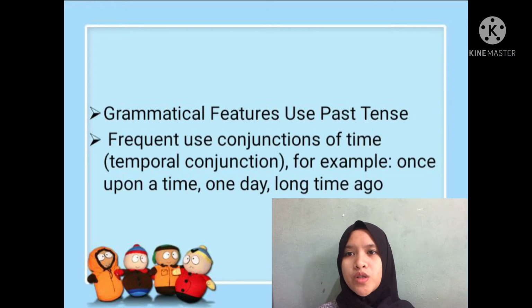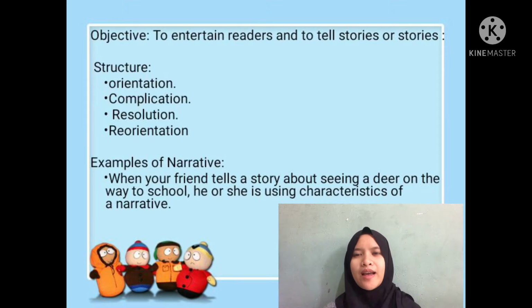Grammatical feature: use past tense. Frequent use of conjunctions of time, temporal conjunctions, for example: once upon a time, one day, long time ago. Objective: to entertain readers and to tell a story or stories. Structure: orientation, complication, resolution, reorientation. Example of narrative: when your friend tells a story about seeing a deer on the way to school, he or she is using the characteristics of a narrative.